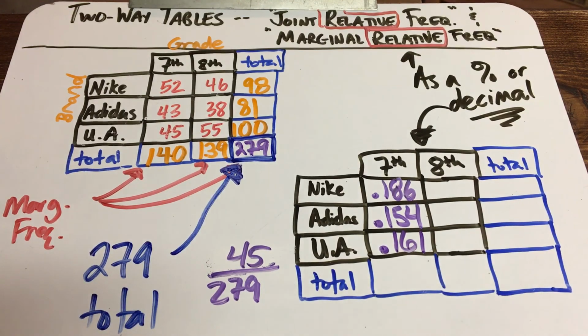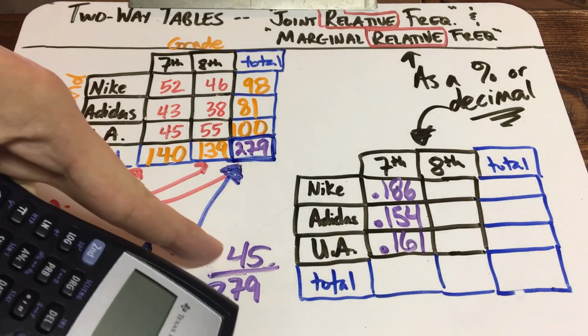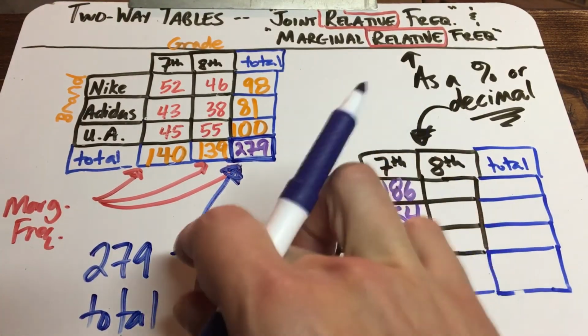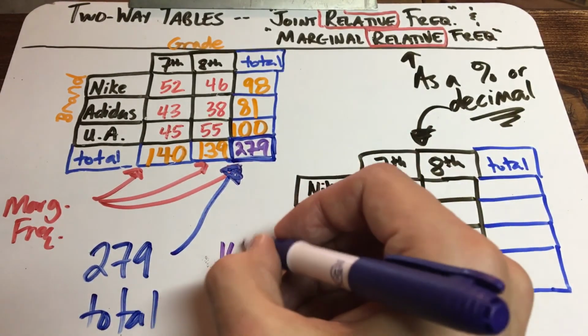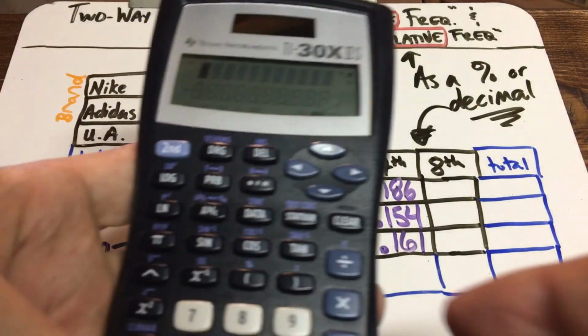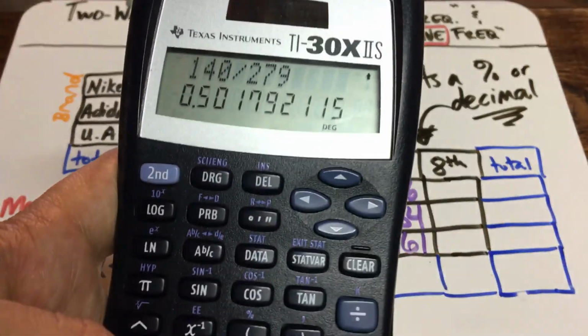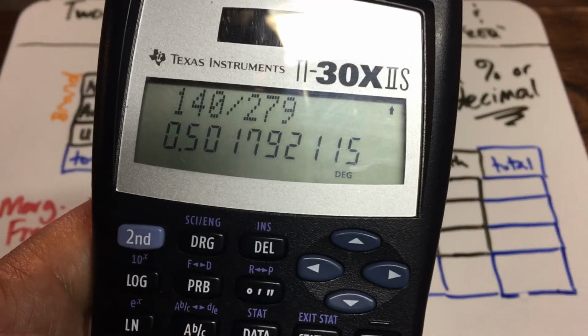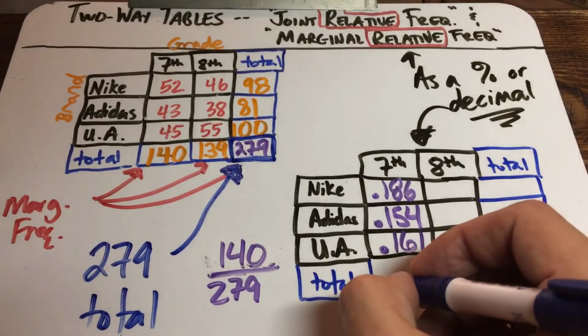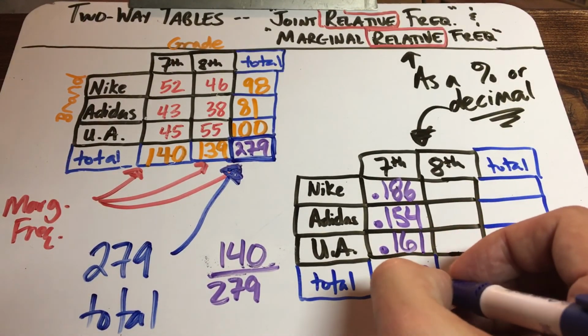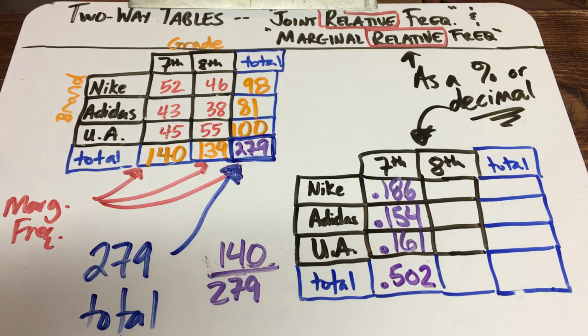I could add all those up and get my total right here, but I could also just do 140 divided by 279, right? I could see, okay, what percent of our students were 7th graders? 140 divided by 279. I'm going to round that up to 50.2, 0.502. You can see that 50.2% of our students were 7th graders.